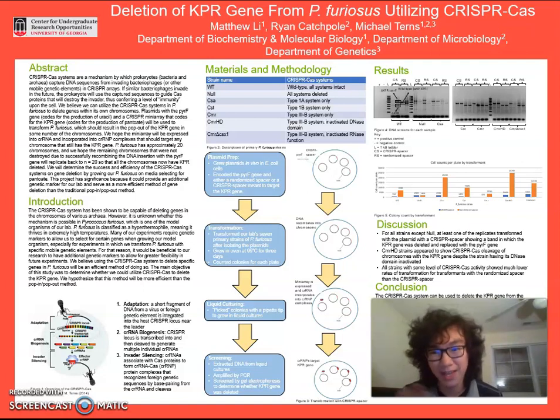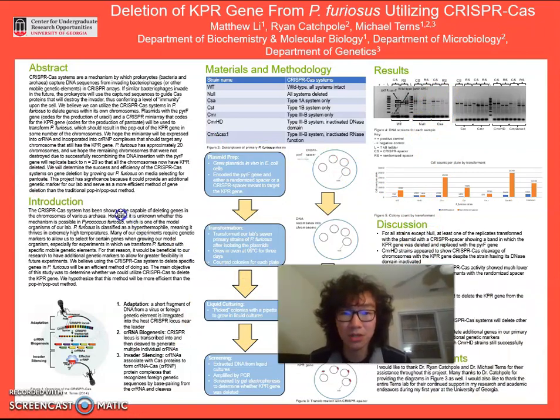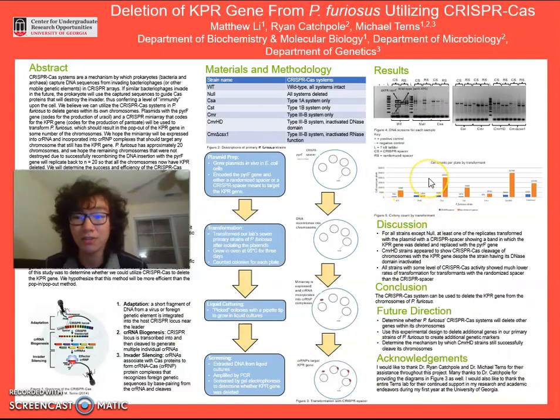Now, something to note is that transformation efficiency and growth was much less efficient with the CRISPR arrays. That's something that in the future we want to look at. Another thing to note is that with the CMR HD strains, we see that there is CRISPR-Cas cleavage, even though there's an inactivated DNase domain. Now, we have a few theories about why that is, and that's something that I want to look at in the future. But overall, we can see that the CRISPR-Cas system, in terms of preliminary results, can be used to delete genes from the chromosomes of Pyrrhococcus furiosus.